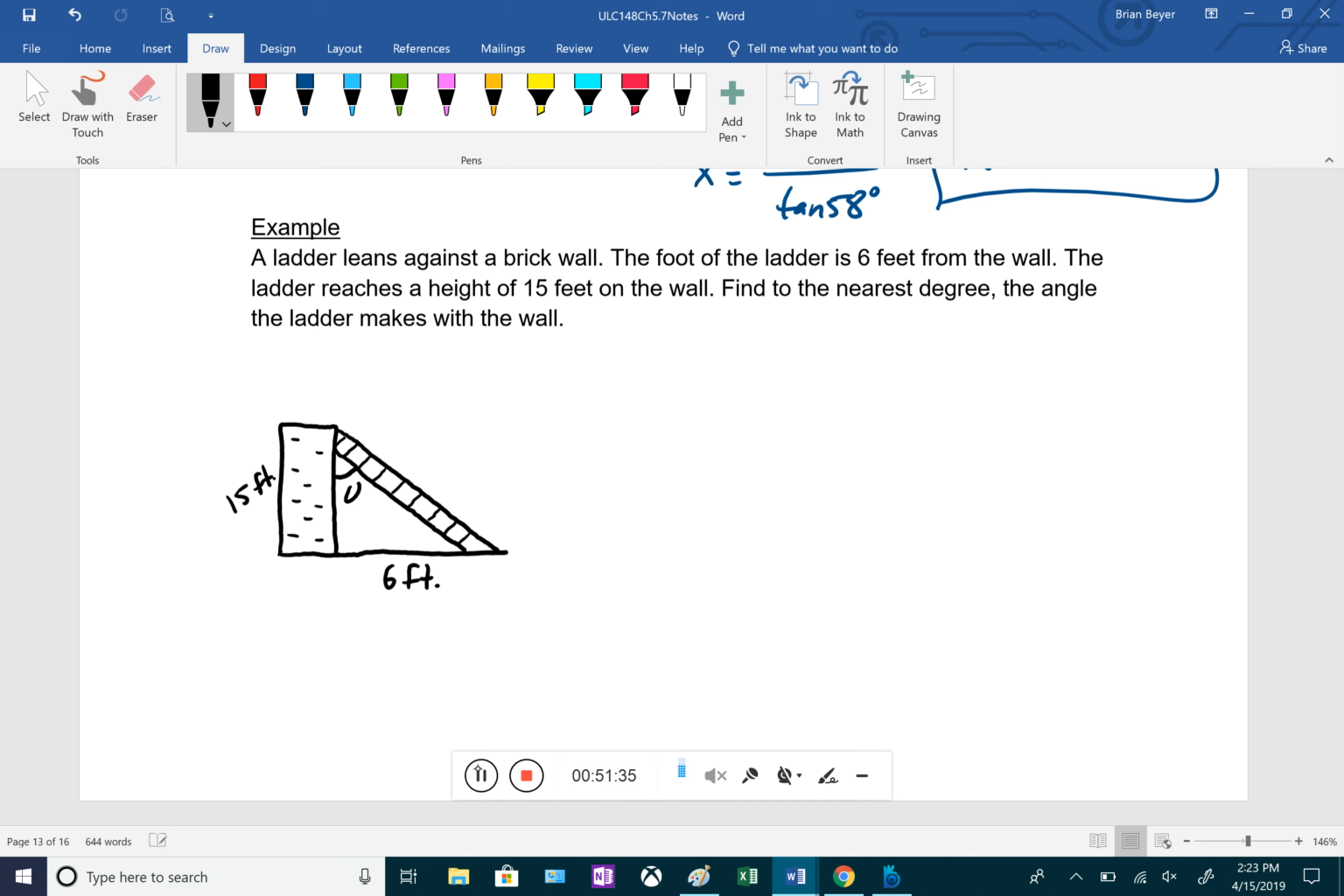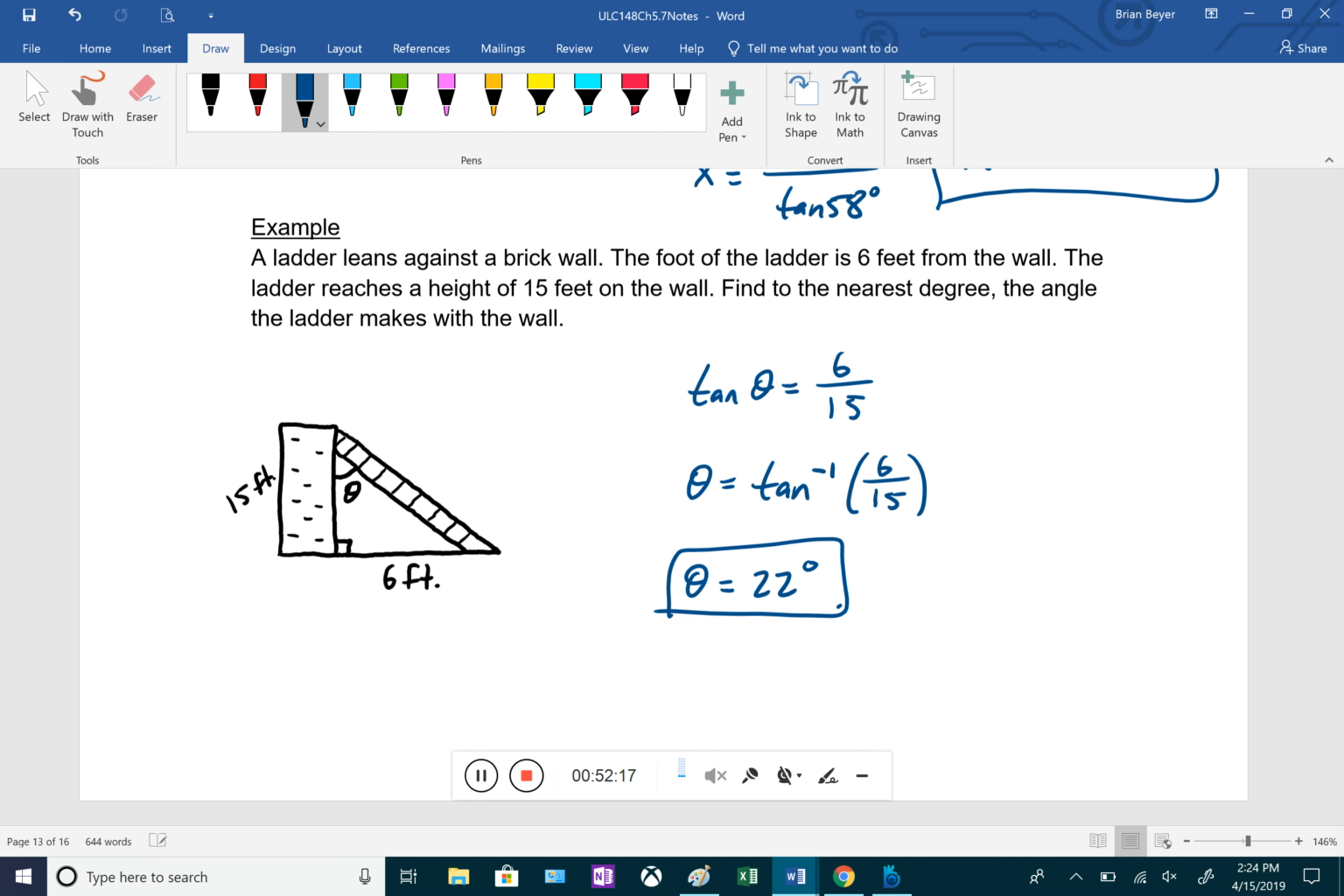Okay, so we have our right triangle here. Once again, this is going to be tangent. It's going to be tan theta equals opposite, which is 6, over 15, which is the adjacent. Solving this for theta, it's going to be theta equals tan inverse of 6 over 15. We have to plug this in the calculator in degree mode, because we want this in degrees, and we want the answer to the nearest degree. Plugging that in, we get 22 degrees as the angle.